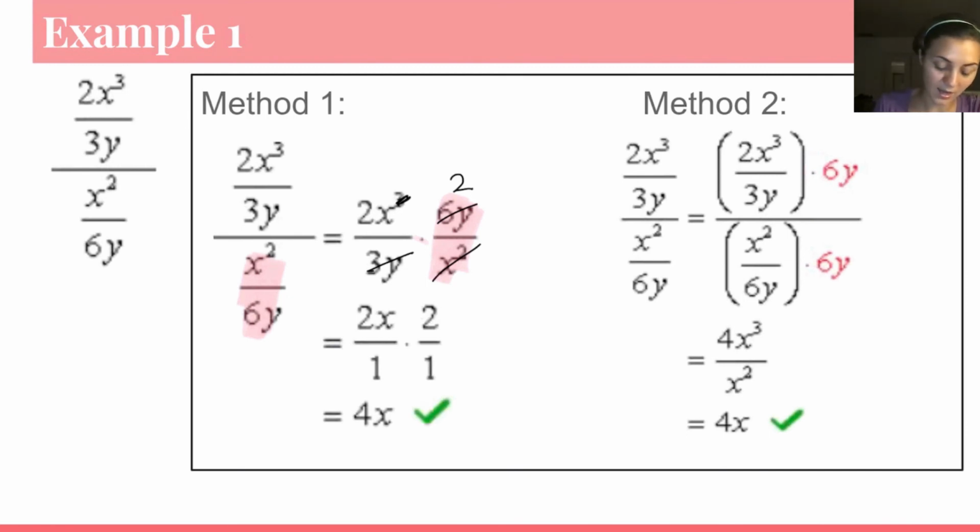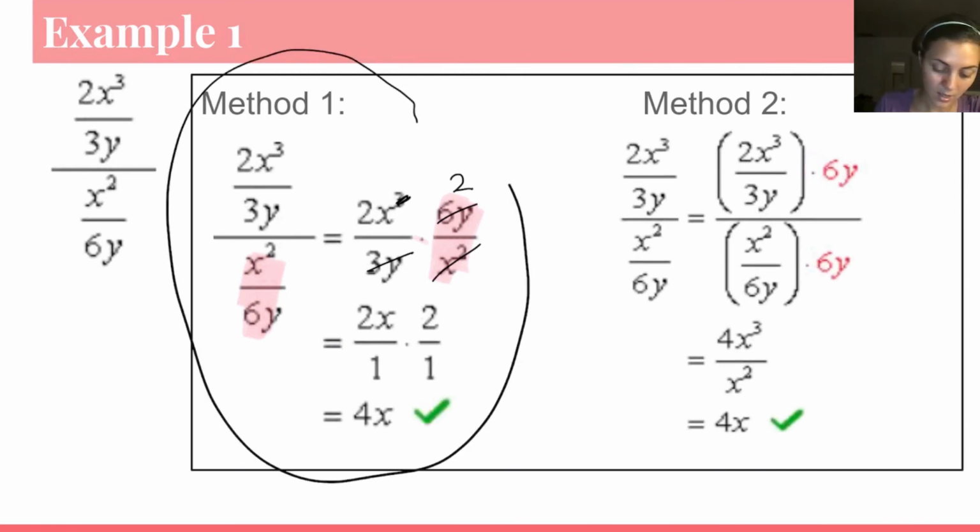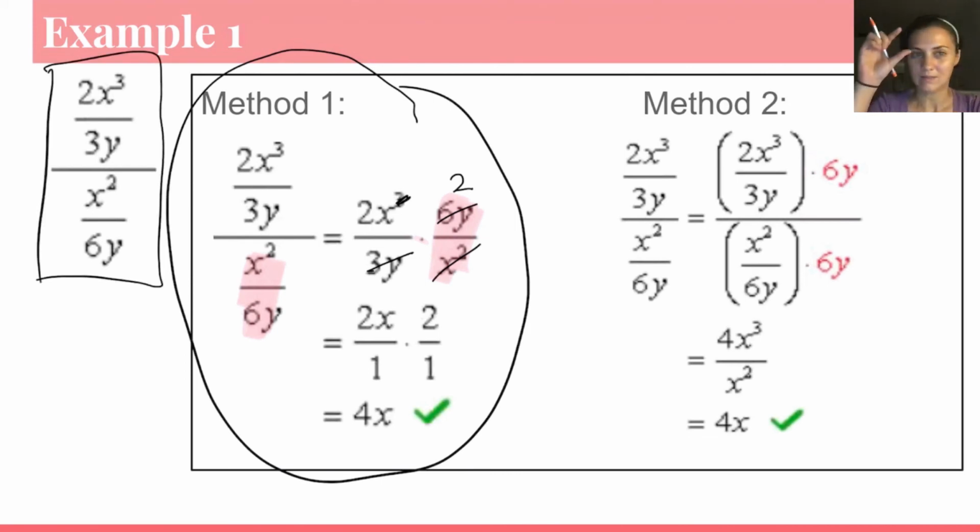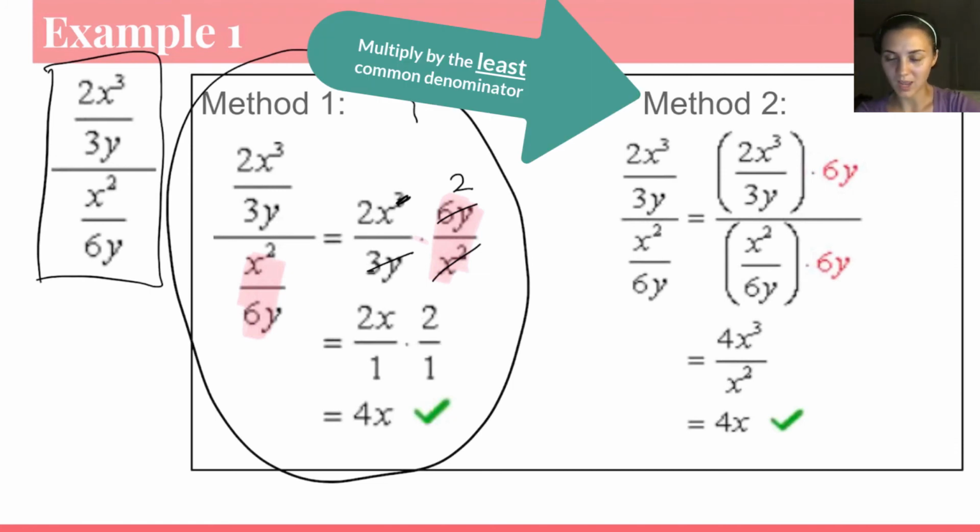So I think a lot of you probably like this method better, and the reason why we were able to do it is because it was just a fraction over a fraction, multiplied times the reciprocal. That method works. Method 2 also works fine, it just requires a little bit more thinking.